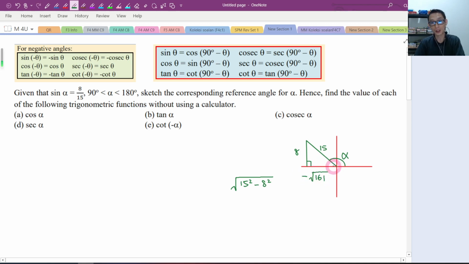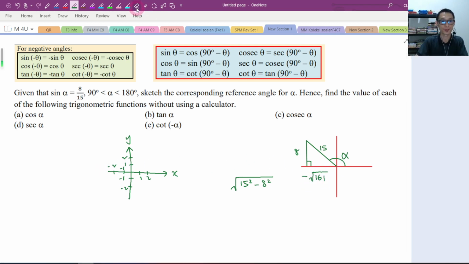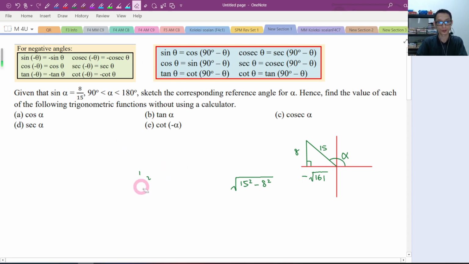Why do we add a negative? Because this is the left hand side, right? So this is negative. This is the Cartesian plane, y and x. Here is positive 1, 2. This is positive 1, 2. Here is negative 1, negative 2. Here also the same, negative 1, negative 2. That's why going this side, we add a negative sign for it. Okay. For the hypotenuse, we always write a positive number.